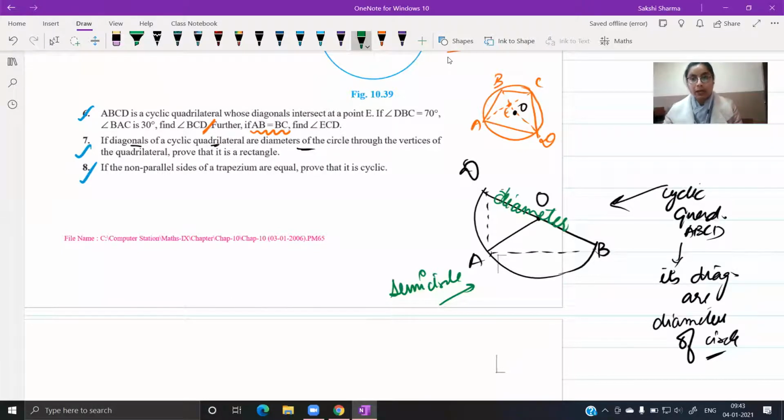So the endpoints of the diameter are forming this angle on the circumference. Angle BAD. What can you say about this angle? This angle will be equal to 90 degrees.